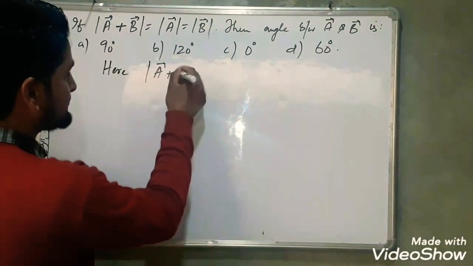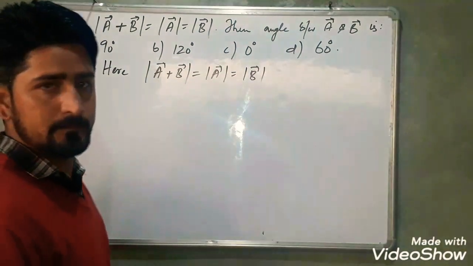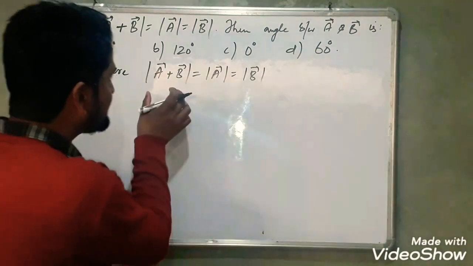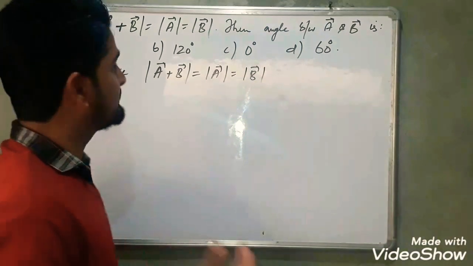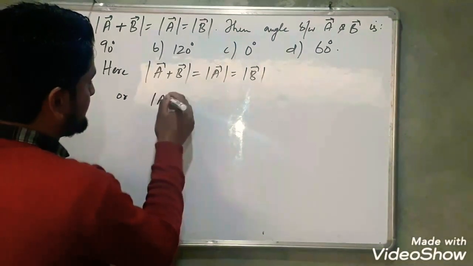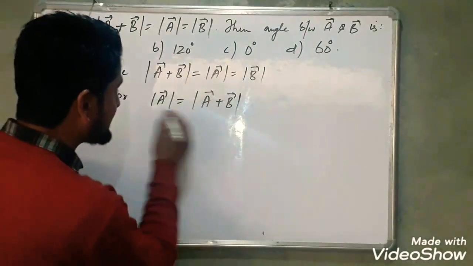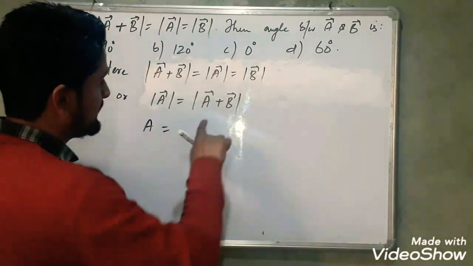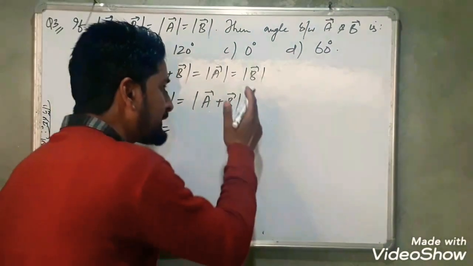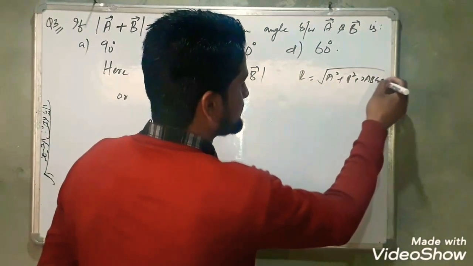अगर magnitude of A plus B equal to magnitude of A equal to magnitude of B, means अगर दो vectors का जो sum है, that is A plus B, that is resultant of the two vectors A plus B, if that is equal to magnitude of A या magnitude of B, then what will be the angle between two vectors A and B? Okay, so here we can write magnitude of A is equal to magnitude of A plus B. Okay, what is magnitude of A? It is simply A equal, और यहाँ पे दो vectors का sum है. The sum of two vectors is given by the resultant vector, and that is R. And what is magnitude of that R? It is equal to R equal to under root of A square plus B square plus 2AB cos of theta.